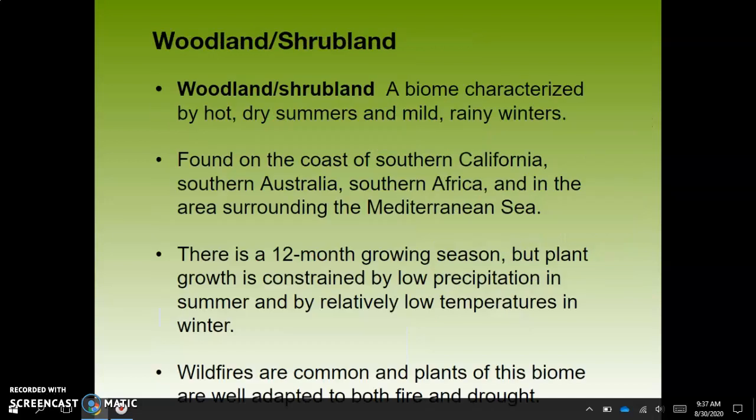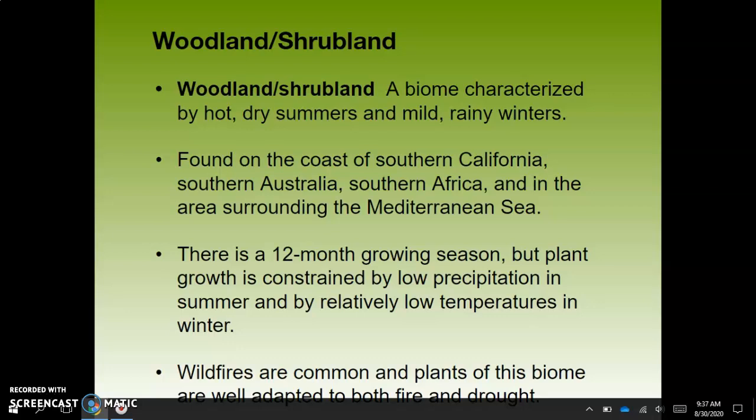A woodland or a shrubland is a biome characterized by hot, dry summers and mild, rainy winters. So we'll be able to identify a woodland by those rainy winters. These are found on the coast of Southern California, Southern Australia, Southern Africa, and in the area surrounding the Mediterranean Sea. 12-month growing season, so plants grow all year, but plant growth is constrained by low precipitation in summer and relatively low temperatures in winter.